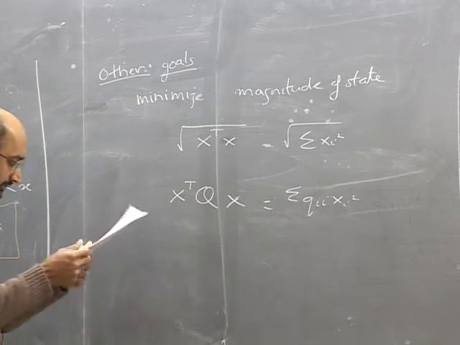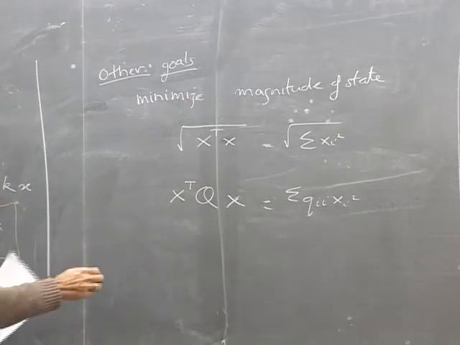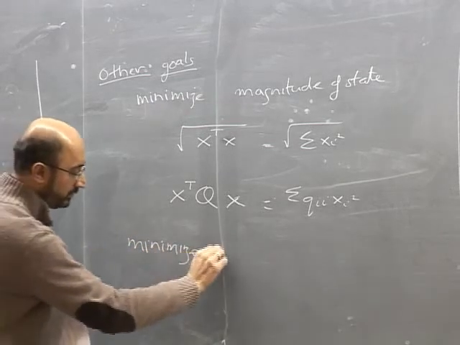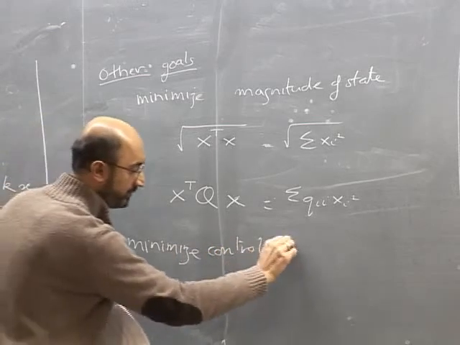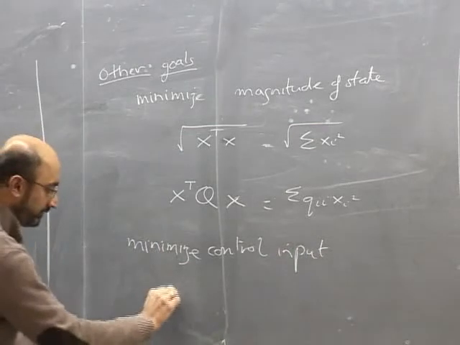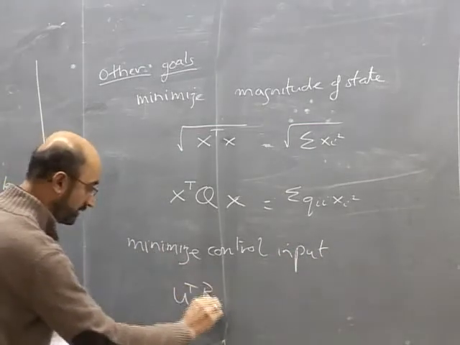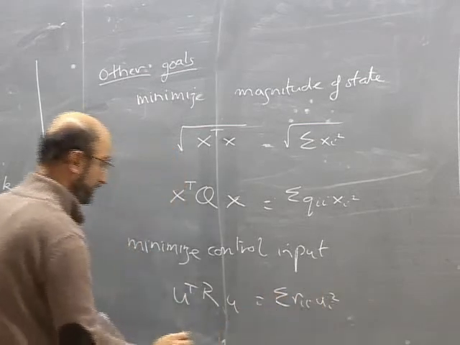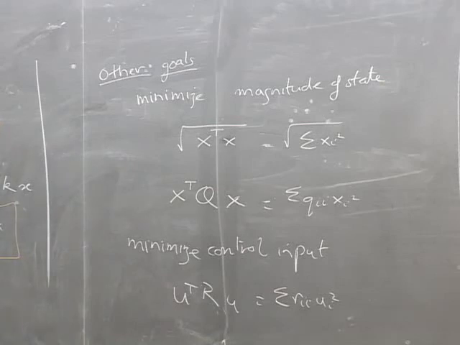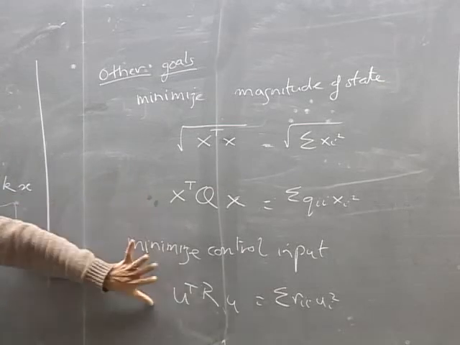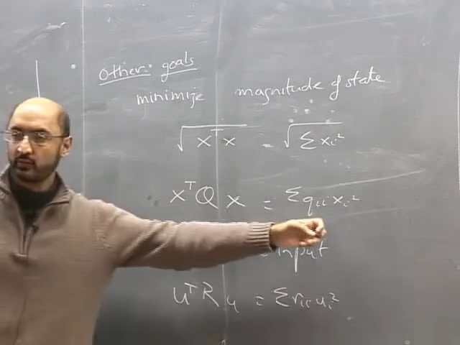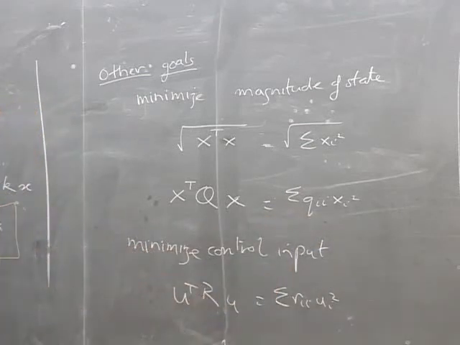And similarly, we want to minimize the magnitude of the control input, because that's the amount of power. And the way you do that is to minimize u transpose Ru, which is basically the sum of rii ui squared. Okay, so these two terms, x transpose Qx and u transpose Ru, are called quadratic forms. They're called quadratic forms because they're really sums of quadratics in x and u. Okay, so these are standard ways of representing quadratic forms.